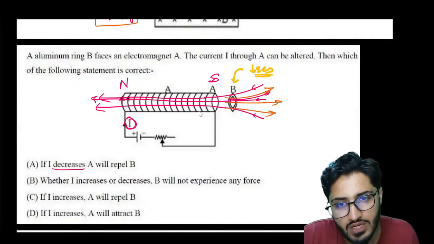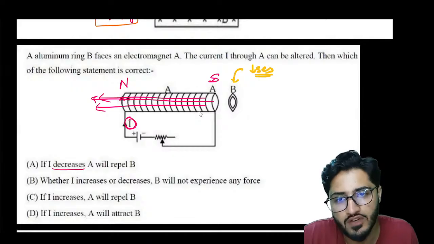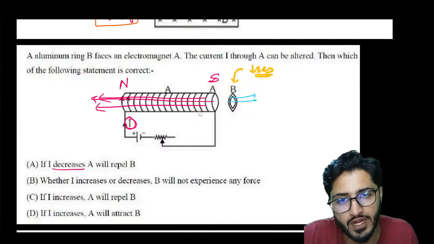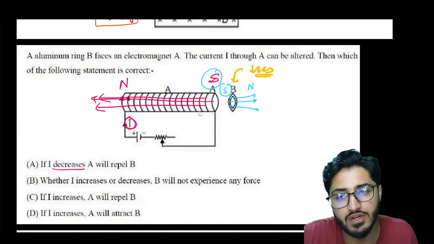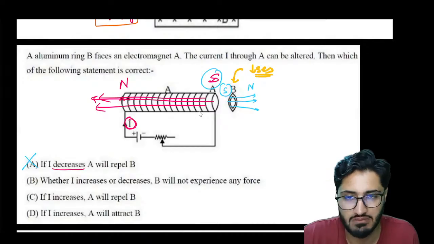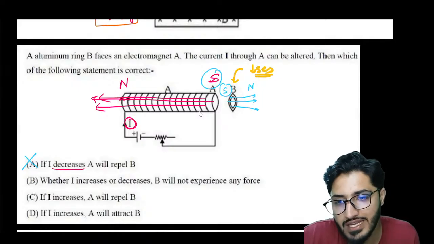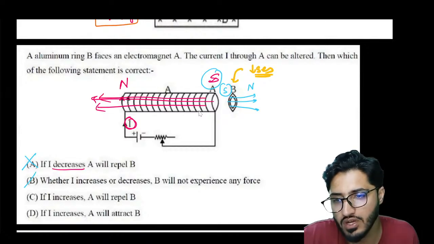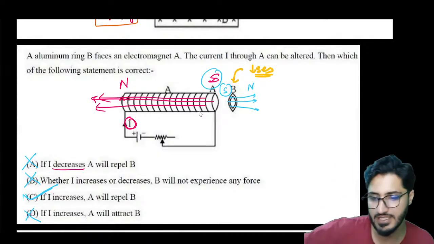So now this side is leaving. Look here. It will try to oppose it. Oppose means it will go opposite to that direction. Leaving means north pole. This is south pole. What will happen now? Repulsion. So if I increases, A will repel B. If it is decreasing, it will be in the same direction and attract it. If I increases or decreases, B will not feel any force? No, wrong. If I increases, A will repel B. Yes. C option is correct.